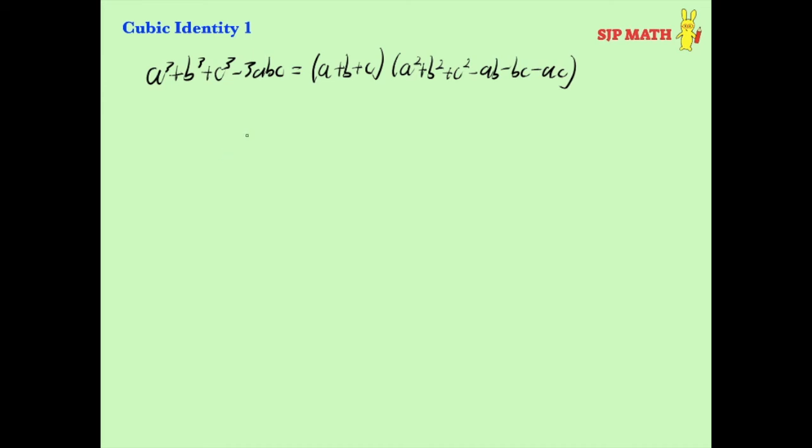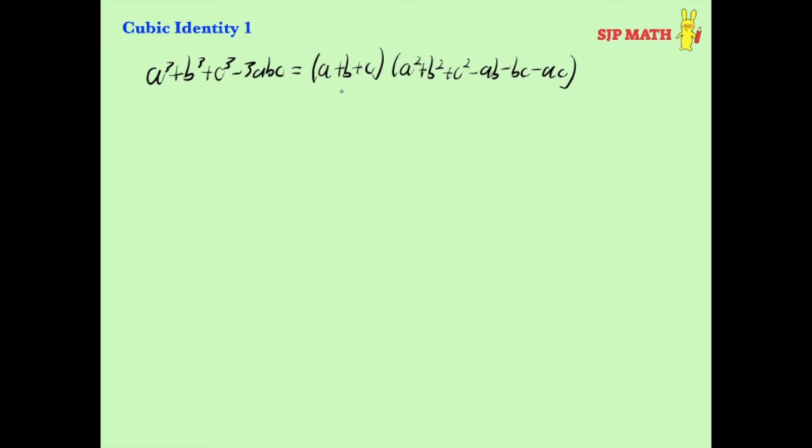So today we're going to be learning a cubic identity. This is our cubic identity for today. It says that for any reals a, b, and c, a cubed plus b cubed plus c cubed minus 3 times a times b times c is equal to a plus b plus c times a squared plus b squared plus c squared minus ab minus bc minus ac.